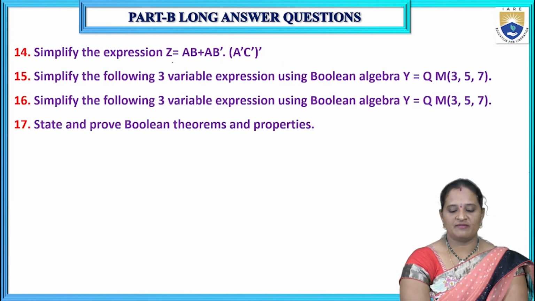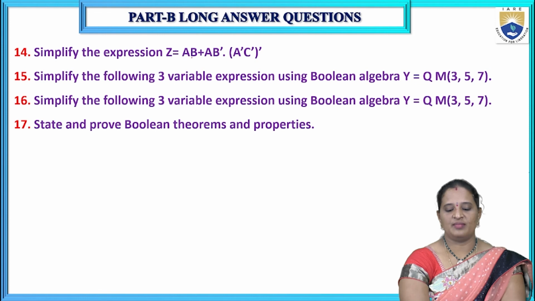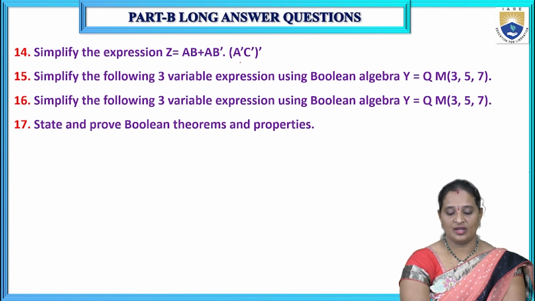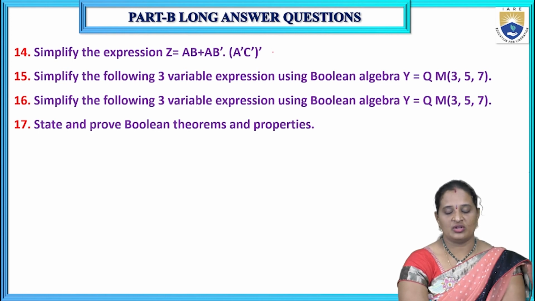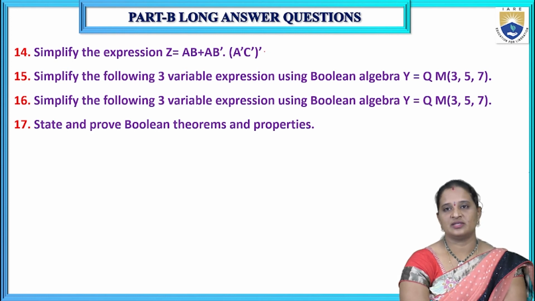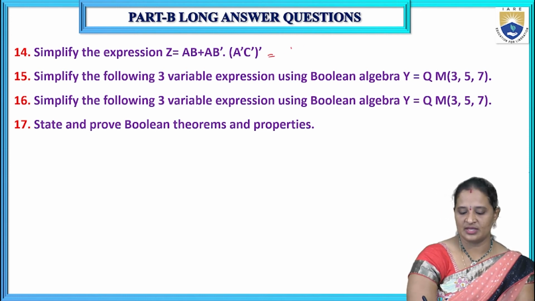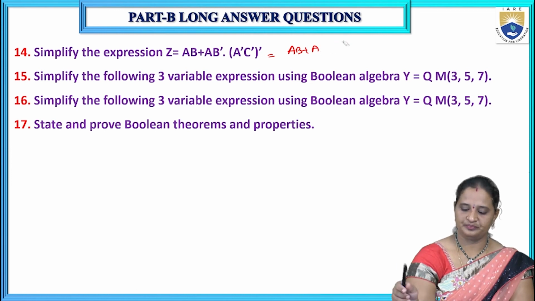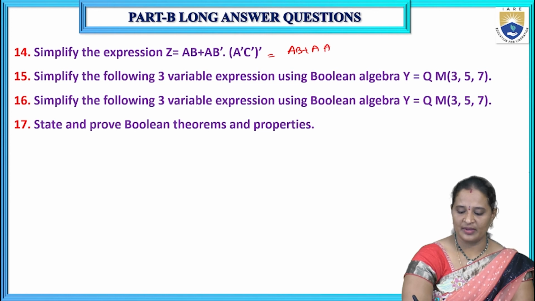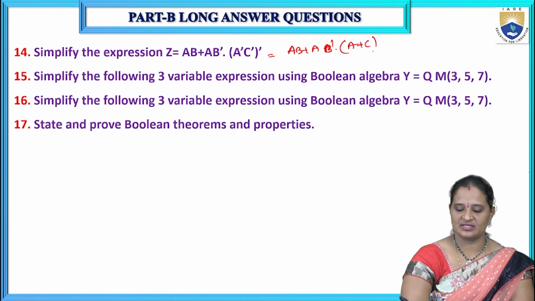Now simplify the Boolean function, that is AB plus (AB bar into A complement C complement) whole complement, using Boolean algebra. So expand that and simplify it. I hope you can do this. AB plus A A complement B, just a second. So A B complement into this one. How can I write this one? Complement gives A plus C. Okay, so now just expand this one.